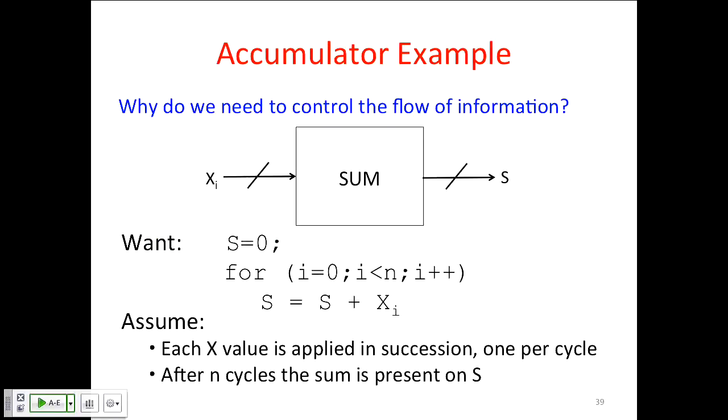So to show you why we need this, we're just going to use this very simple example. Say we want to build an accumulator. The function of this circuit is I'm going to take a stream of inputs, xi, and then I want to output the sum I've seen so far. If you're writing a C program, you write it this way, right? It'd be s equals 0, for i equals 0 through n, increment i, s equals s plus xi, right? So as each x value arrives, say one per cycle, I'm just going to accumulate them to build a sum. Pretty simple function.